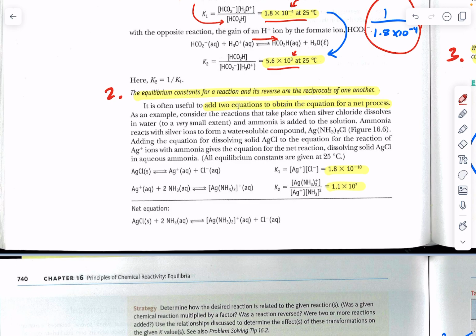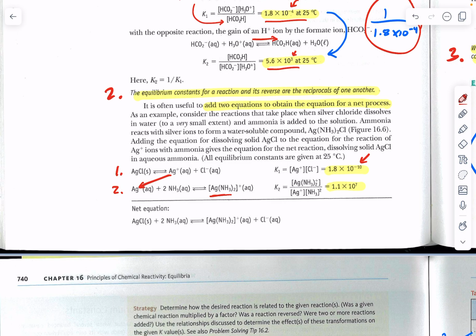And let's say we're going to be adding a couple of equations together. For example, here we have one equation which involves silver chloride dissolving in water to the little extent that it does, and a second equation involving these silver ions that were just produced complexing with ammonia to make this complex right there. You'll notice that in the first reaction, as we might expect, since silver chloride is so insoluble, we have a very, very small equilibrium constant, 1.8 times 10 to the -10th.